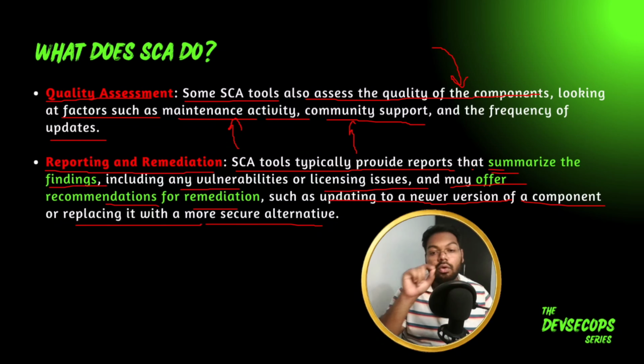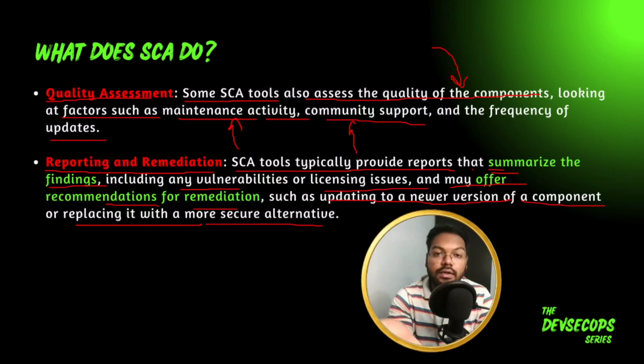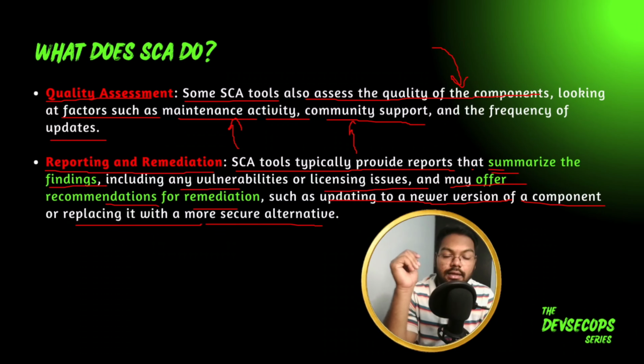So if there is no new version which has the fixed vulnerabilities in it, then it would try to suggest, okay, this is not a secure solution. You can check for an alternative one. That's the case. So if no new version, then switch to something else.